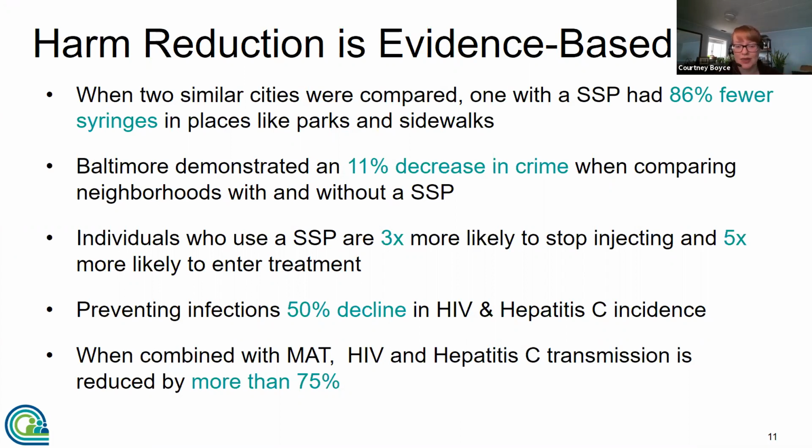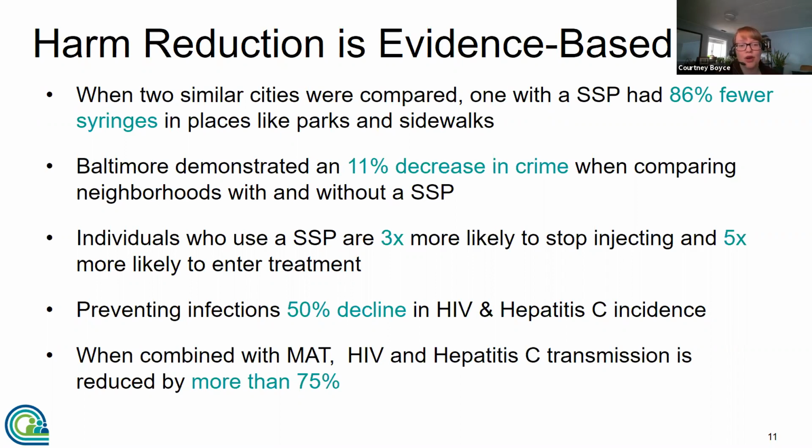So when 2 cities were compared, one of them had a sharps disposal service. They had an SSP, a sterile supply program, and the other didn't. The one that had that SSP had 86% fewer syringes in places like parks and sidewalks and public restrooms. They compared 2 different neighborhoods in Baltimore, and one of them had an SSP and the other did not. And the one that had the SSP had an 11% decrease in crime in their community.